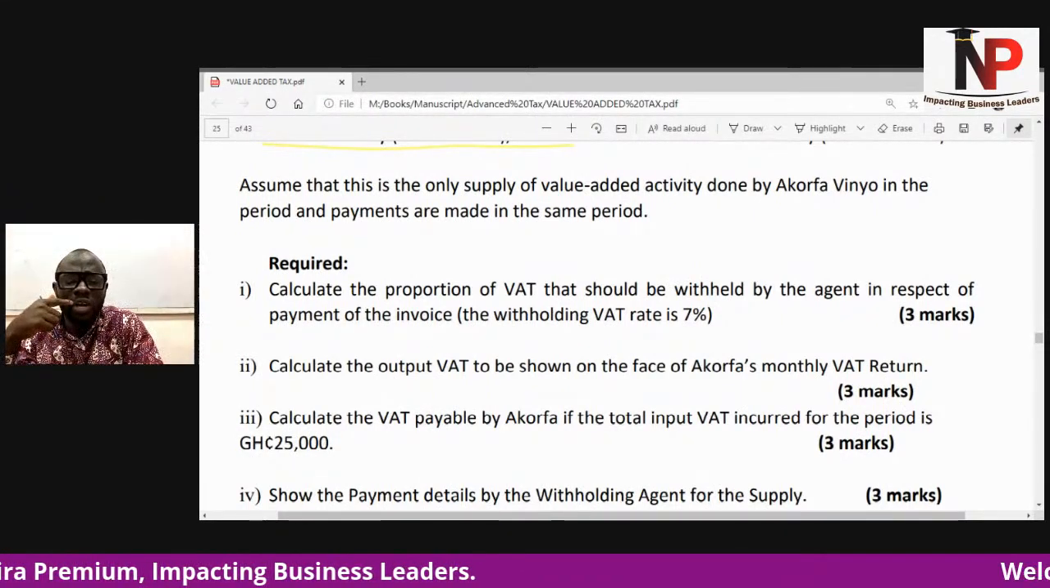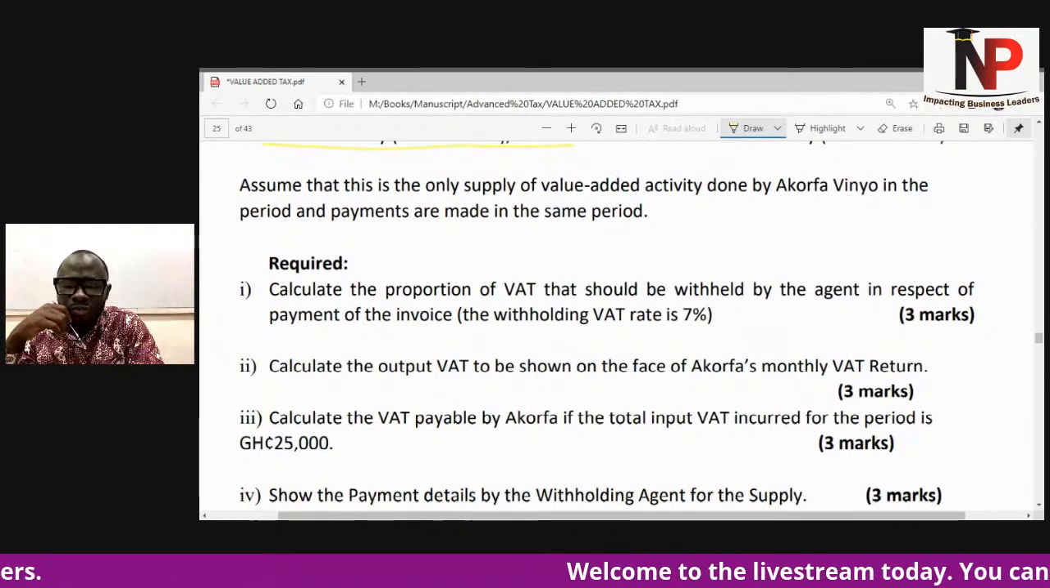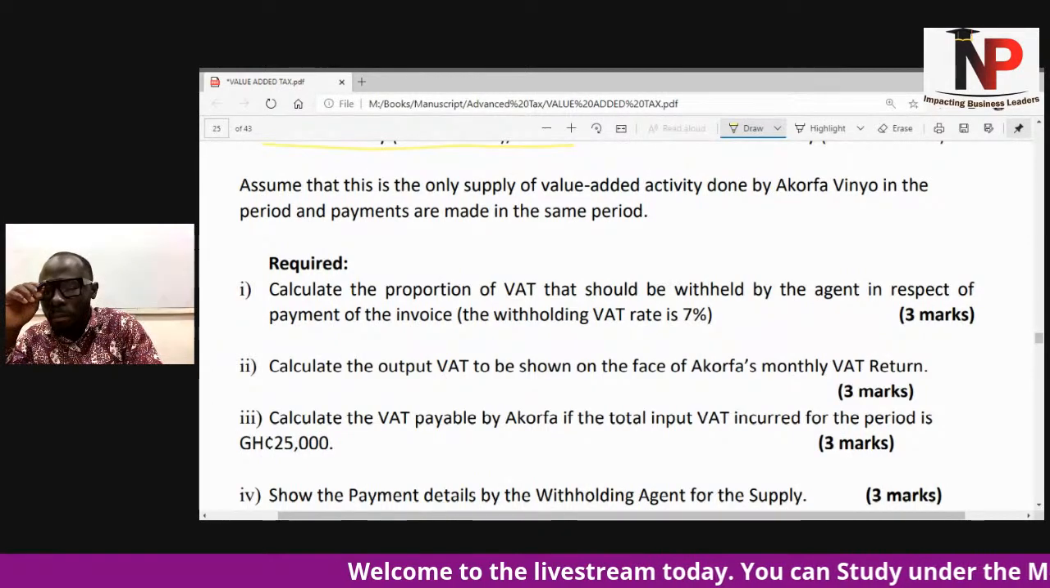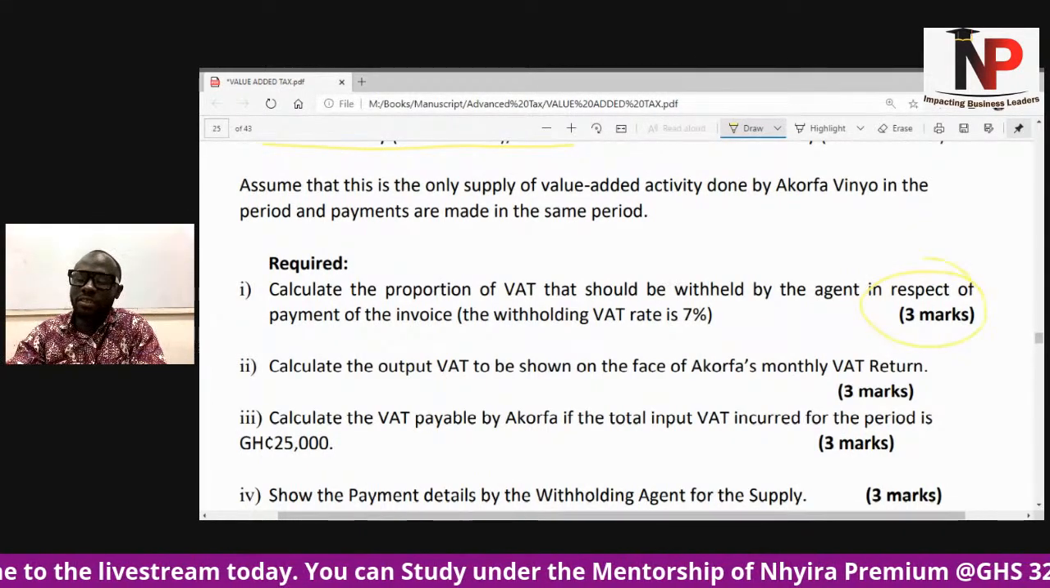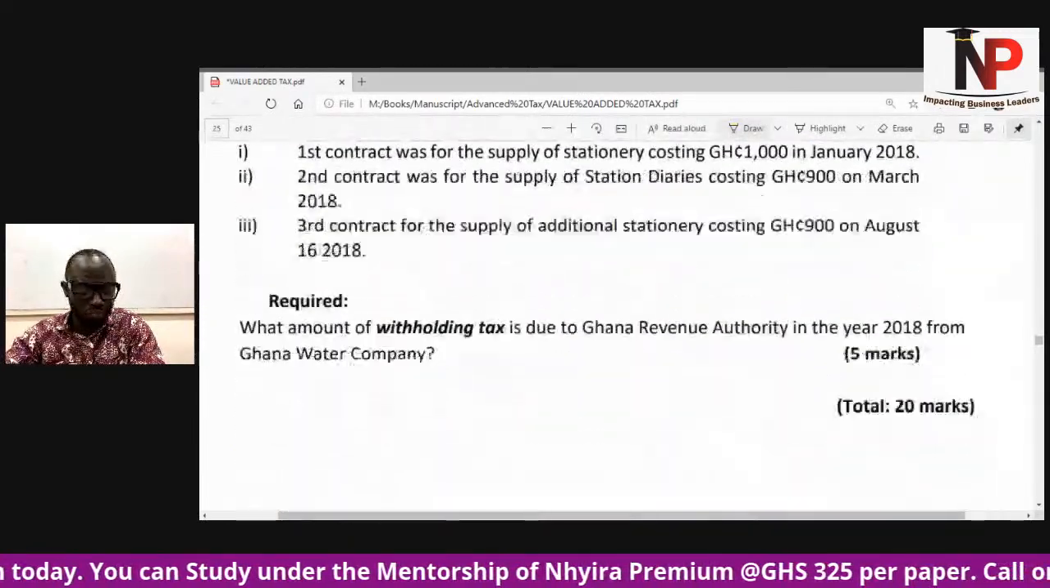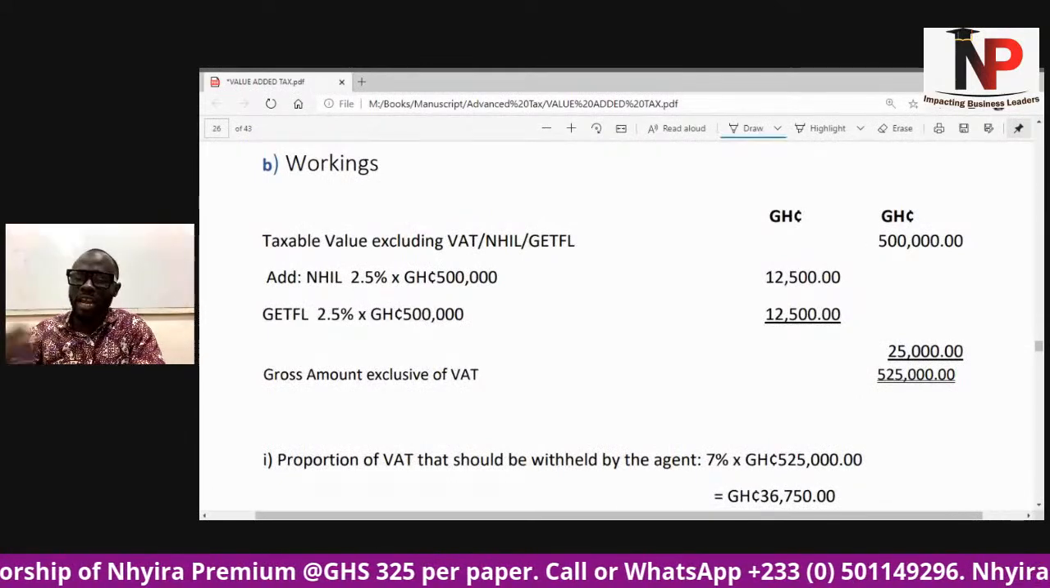So A aspect of the question said we should calculate the proportion of VAT that should be withheld by the agent in respect of the payment of the invoice, and that is 3%. So let's go straight up to my presentation on that. So look at it.